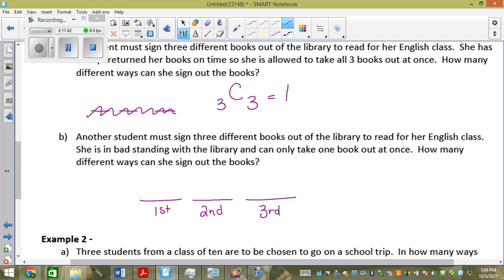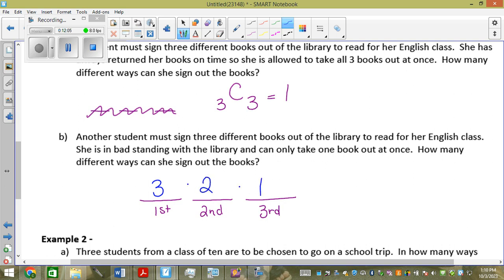How many options does she have the first time she goes to the library to check out a book? She has 3. Then she takes 1 out, correct? She reads it, hands it back, and the librarian says, okay, you can take out the next one. How many does she have left for the second visit? 2, then 1.